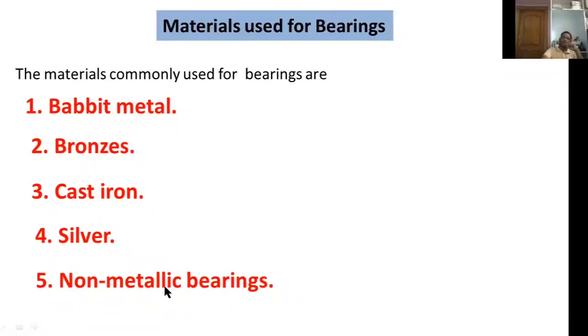Non-metallic bearings are broadly classified into nylon, Teflon material, wood, and plastic bearings, and carbon graphite bearings also come under non-metallic bearings. So these are the materials commonly used for bearings: babbitt metal, bronzes, cast iron, silver, non-metallic bearings. I will explain briefly.